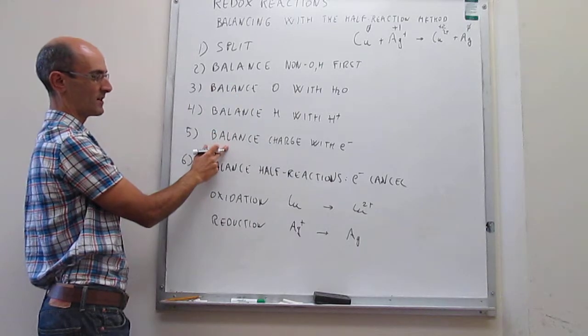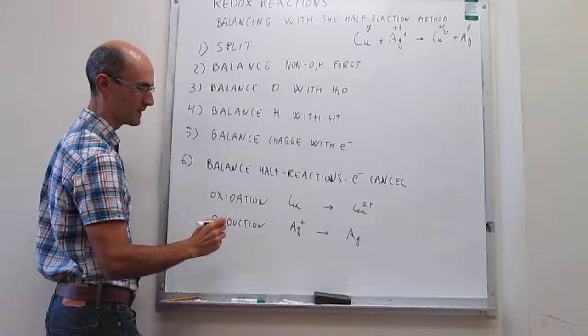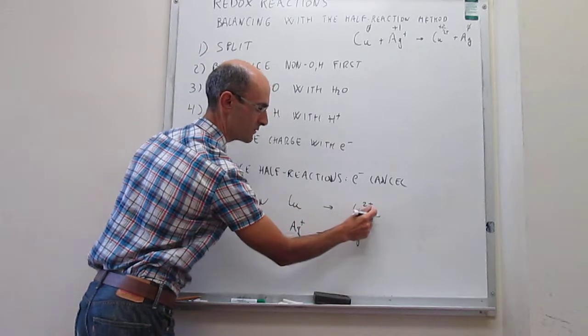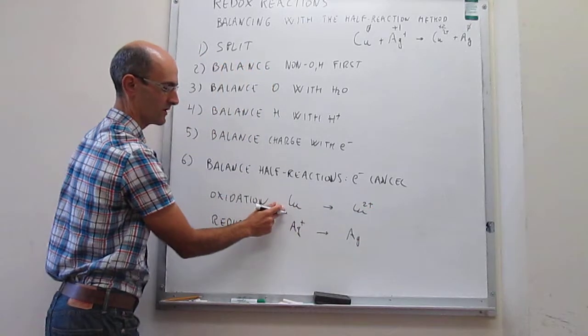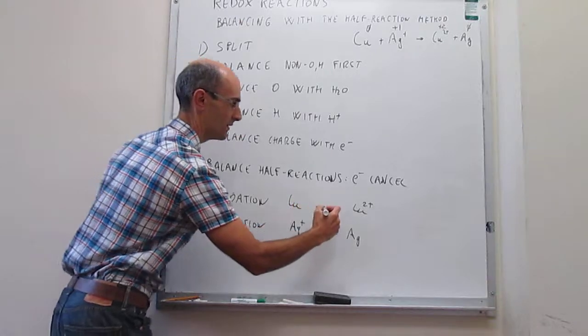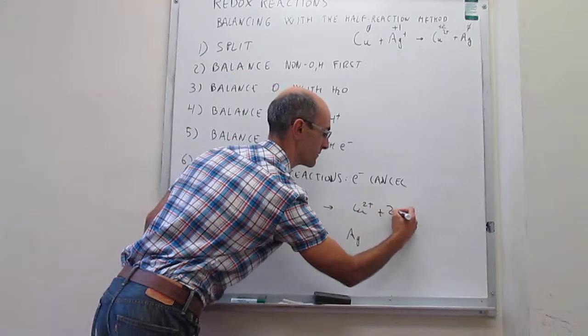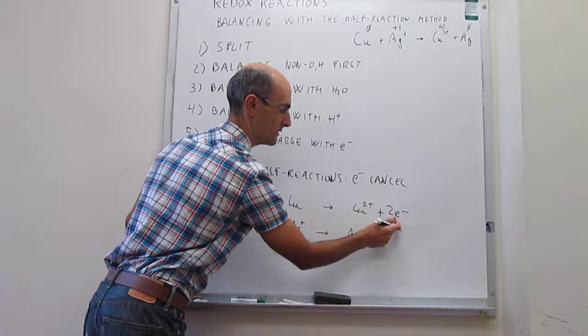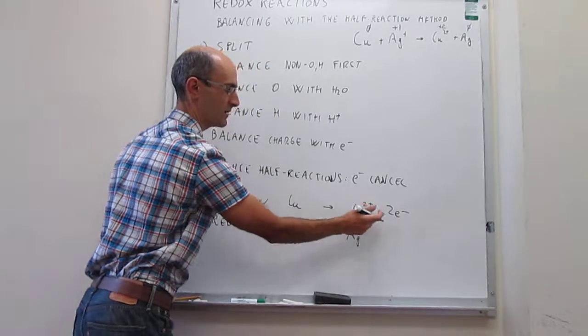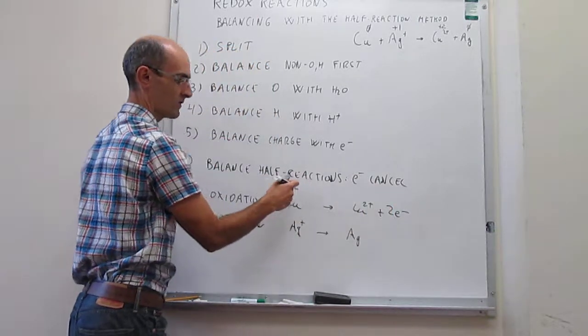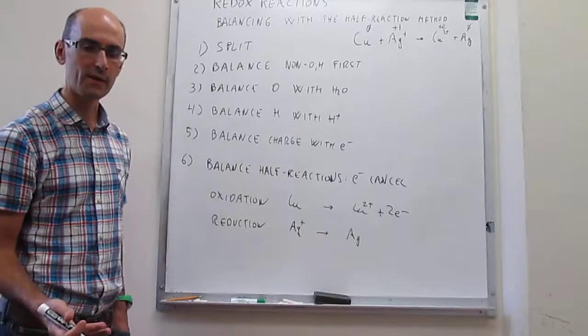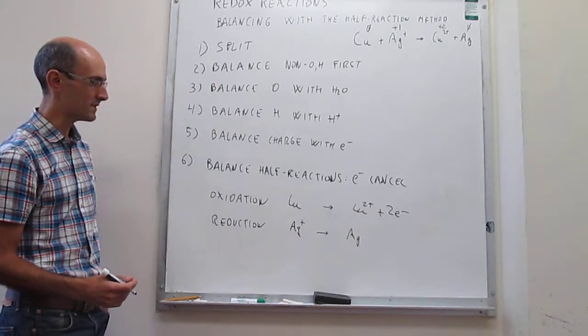Now we have to balance the charge with electrons. How do we do this? Here, you have a +2 charge in products, no charge in reagents. So to balance that, you have to add here 2 electrons. Now you have 2 negative charges with two positive charges, there's no charge there, there's no charge here, we're good to go. That is how you use electrons to balance the charge.